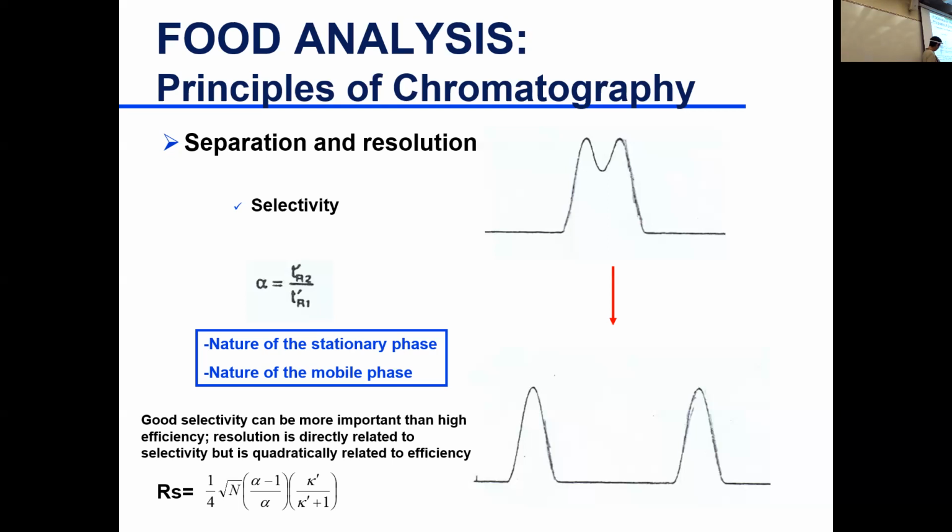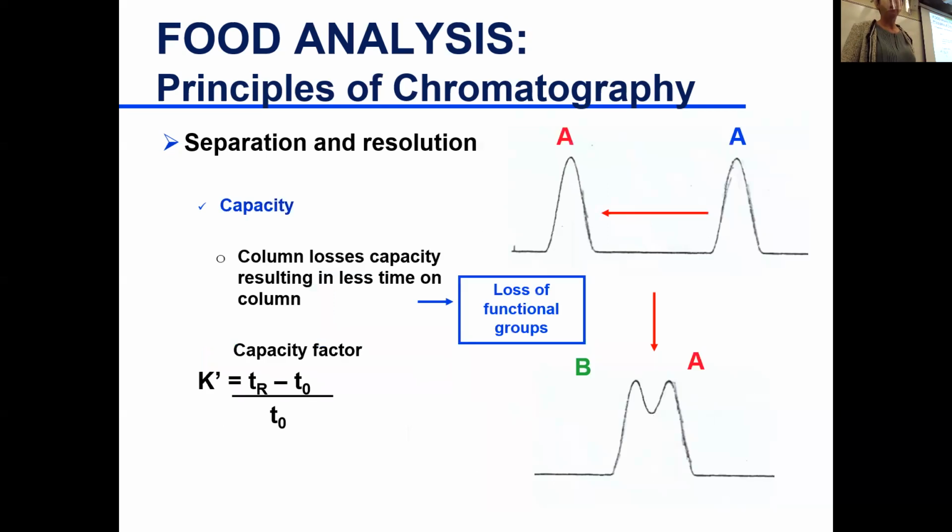And this is shown by this equation. Here it is divided by 4. The efficiency factor, which is the number of theoretical plates, is over 4, whereas the alpha here has a bigger impact on the resolution than the number of theoretical plates, which is the square root divided by 4. So the equation shows you that selectivity is more important than efficiency. The last factor in resolution is capacity.